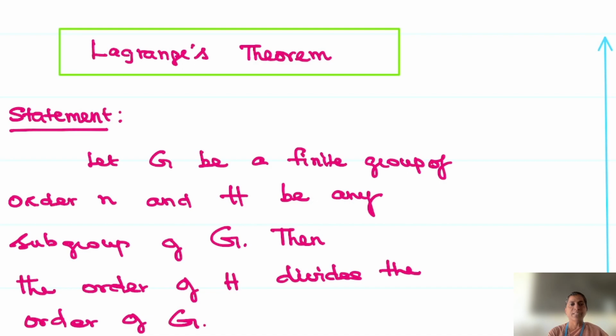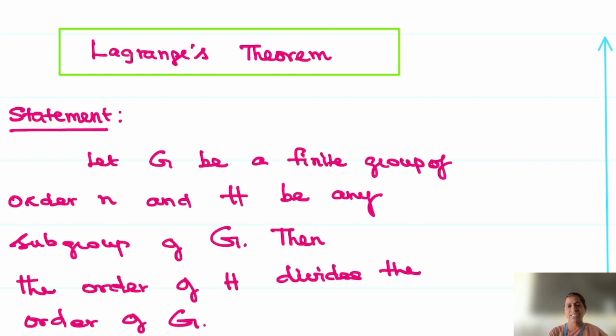We see about Lagrange's theorem. We'll prove it. What's the statement of Lagrange's theorem? G is a finite group with order of G equal to n, and H is a subgroup of G. Then we have to prove that the order of H divides the order of G.